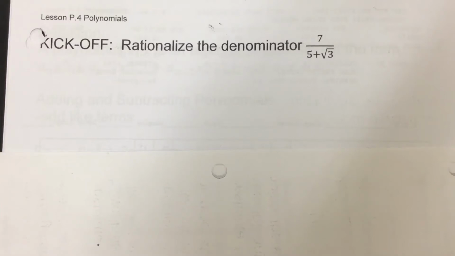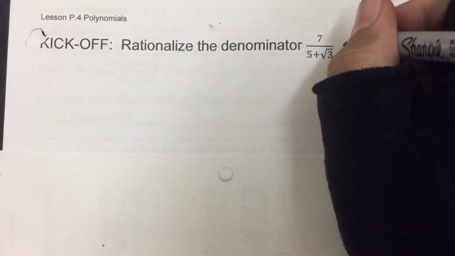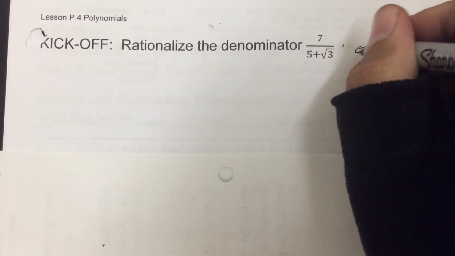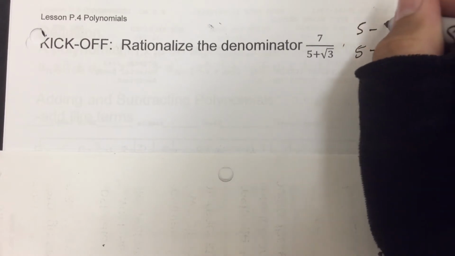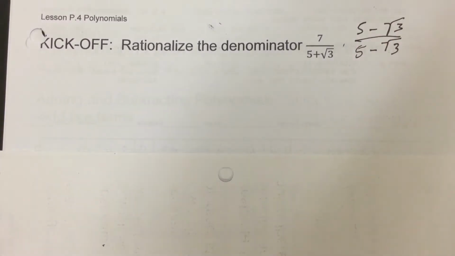So, rationalizing the denominator, what do we have to do with it? Times it by the reciprocal. The conjugate. Close enough. Reciprocal is when you flip it over. So, we use the conjugate where we switch the sign.